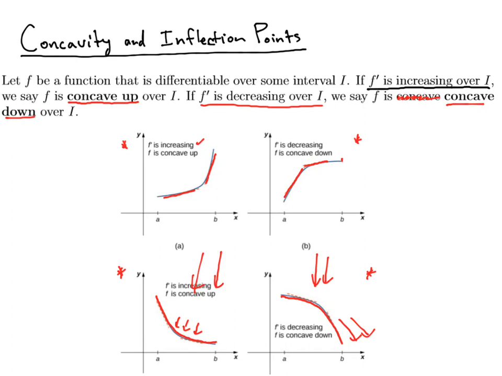So we want to see how we can test for concavity, and what you notice here is we're looking at what's happening with the first derivative. So if the first derivative is increasing, or if the first derivative is decreasing. So what we need to do is take the derivative of the first derivative, or we need to be looking at the second derivative to test for concavity.